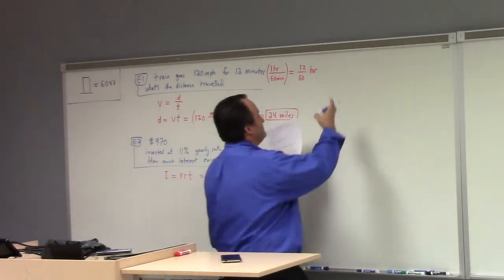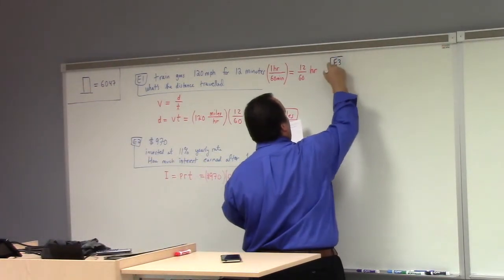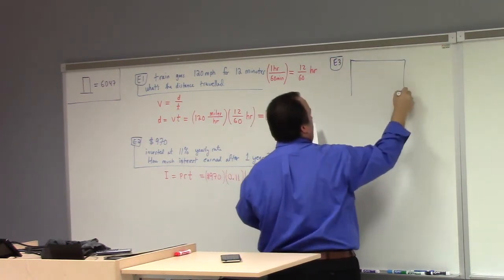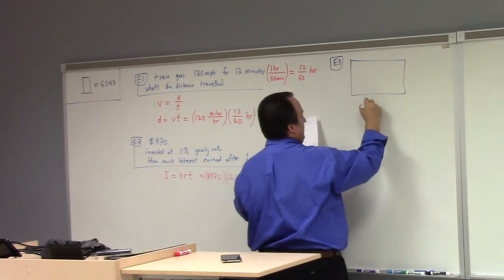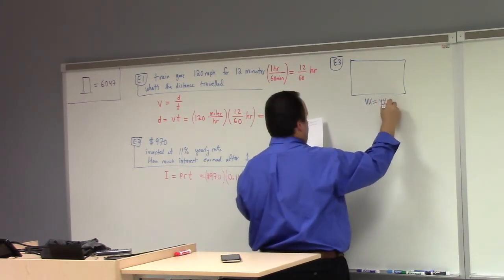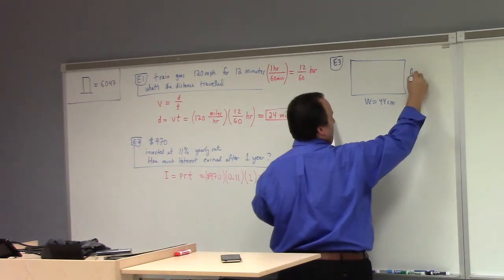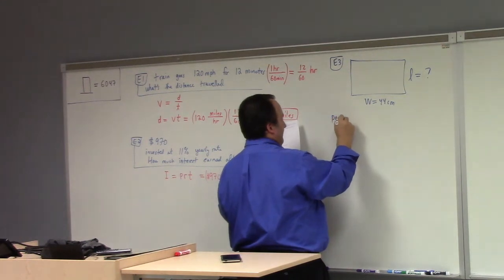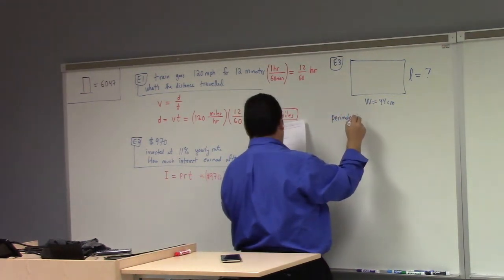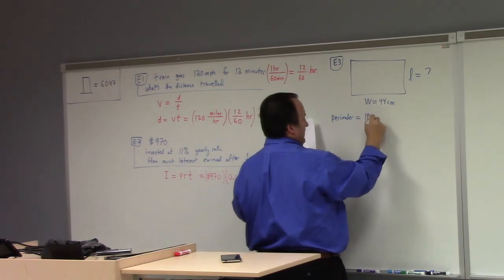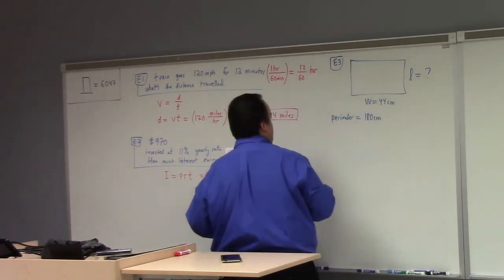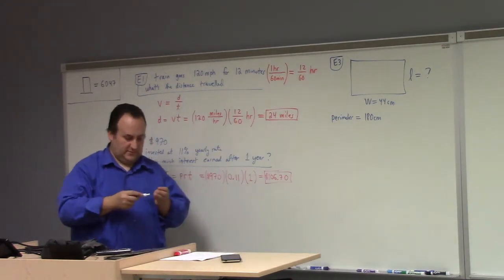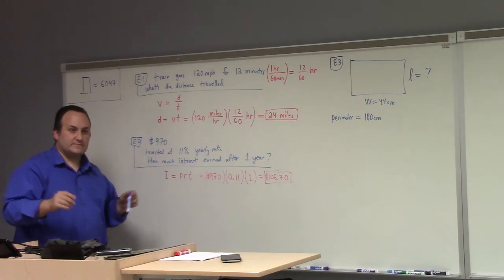Example three. Here we have a rectangle, and we're told that the width is 44 centimeters. We're not told the length. We don't know what that is. We're told the perimeter is 180 centimeters. Then the question is, what's the length? All right, so I'm writing the problem statement in blue. I'm going to write the solution in red, just so you know.